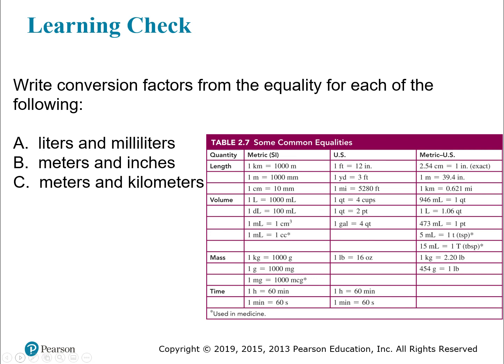So why don't you try writing the conversion factors from the equality for each of the following. I shrunk the table down a little bit so that you could have it on this page, but you should already have it in your notebook or make plans to do so. Okay? So use the table to write conversion factors for each of the following. We've got liters and milliliters, meters and inches, meters and kilometers. Pause it, take a second, do it, then come back.